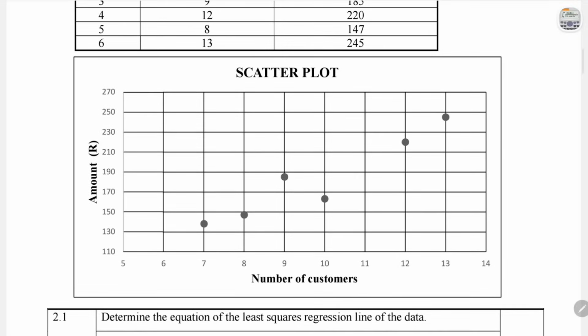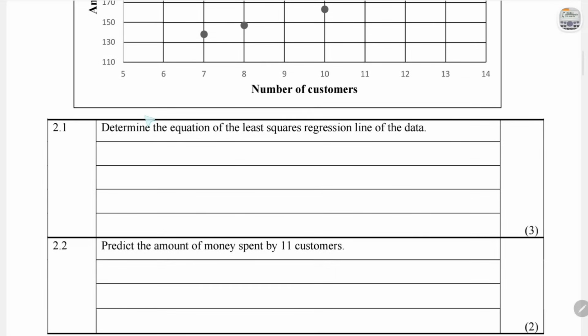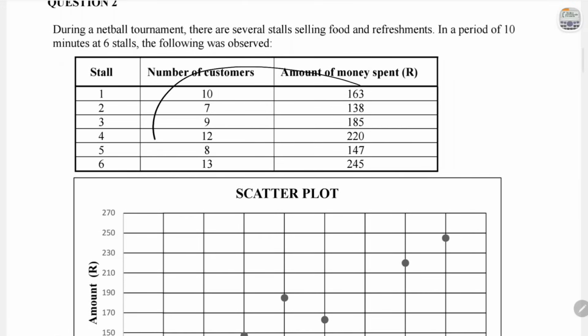And they have already put the data in a scatter plot. So from the scatter plot, we can see a general increase, okay, in this trend. So this means that more customers at a stall would typically result in more money being spent at that respective stall. Okay, so the first question, 2.1, is to determine the equation of the least squares regression line of the data. So let's take our information from here and let's just put it down and record it.